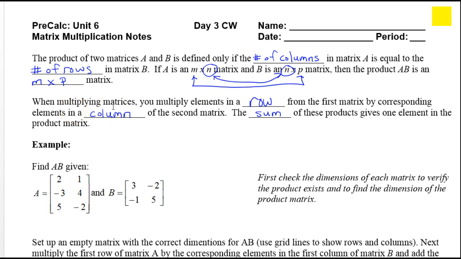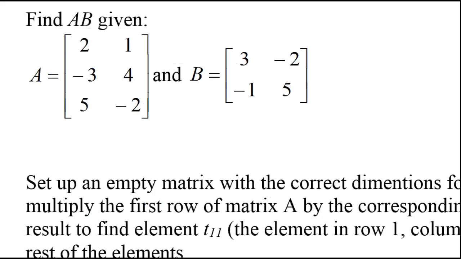When multiplying matrices, you multiply elements in a row from the first matrix by corresponding elements in a column of the second matrix. The sum of these products gives one element in the product matrix. Now, if you don't understand a word I just said, that is understandable. This is the type of thing that it's best to do an example and see what I'm talking about. It's hard to understand just from the words alone. So let's do an example.